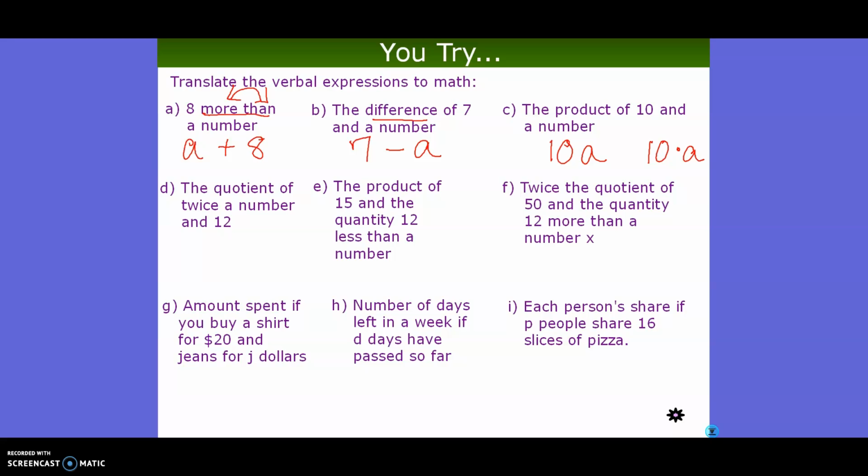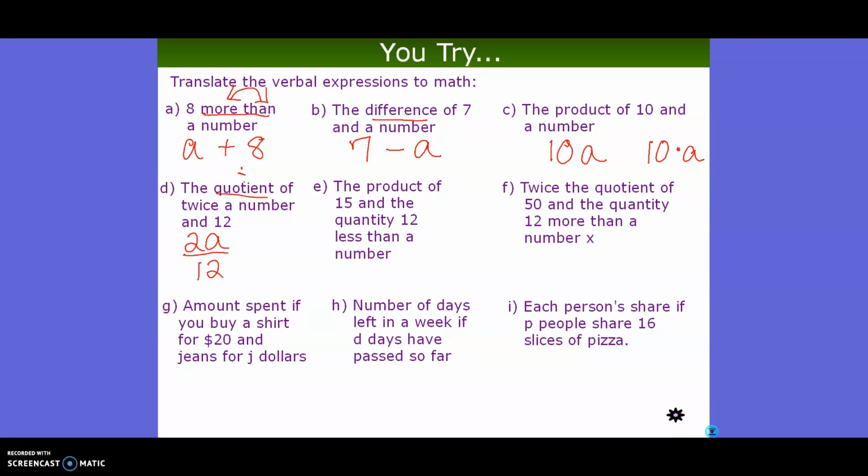Letter D, the quotient of twice a number and 12. Quotient means division. So I know I need a fraction bar here for division. The quotient of twice a number. So twice a number is happening. If you drop your pen twice, you've dropped it 2 times. So that's twice, 2 times a number. So I'm going to use 2 times a, or 2a, fraction bar 12. And I don't want to simplify 2 over 12. Some of us might want to do that and say, well, it's actually a over 6. This is just translating. It has nothing to do with simplification.